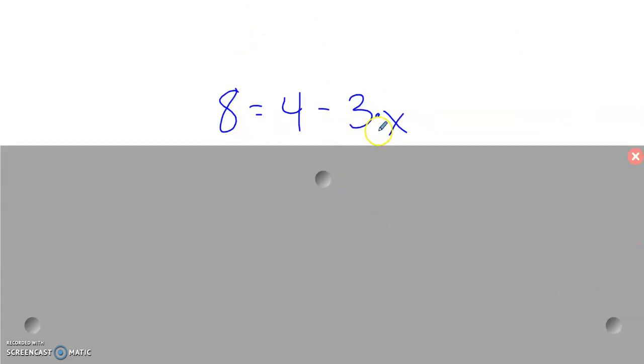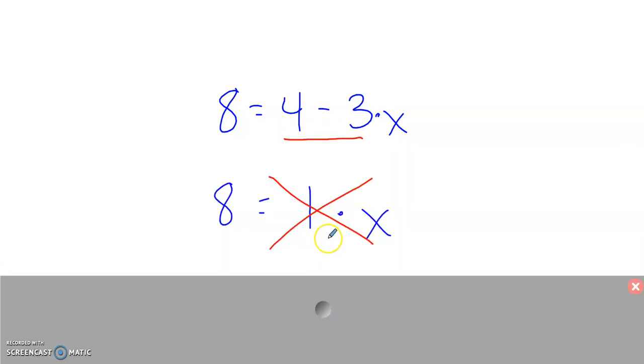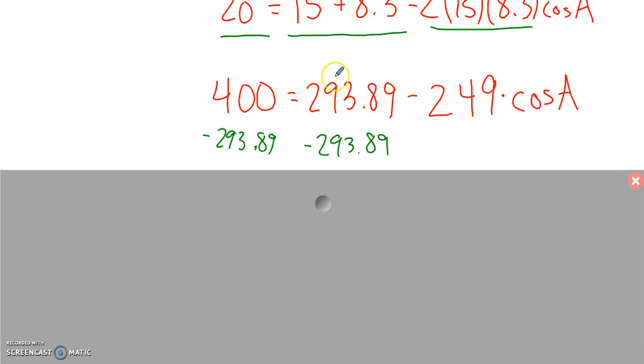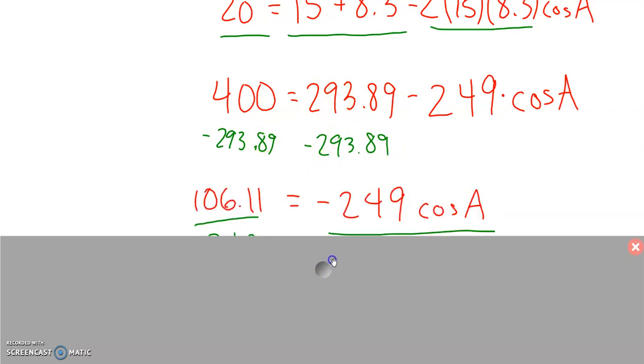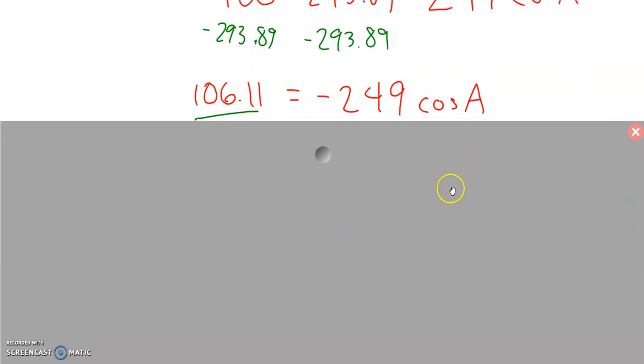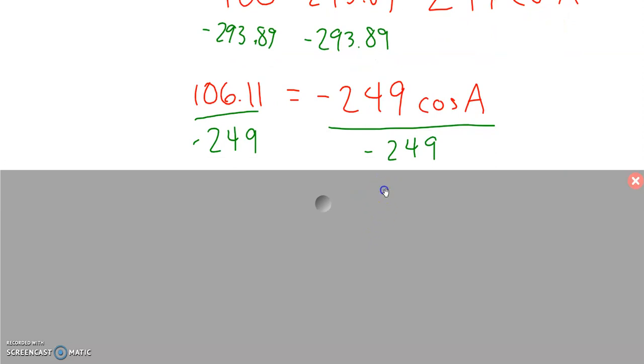For example, if I gave you this and said, solve this equation, would you do 4 minus 3 next and get 1x? Well, I sure hope not, because these are not like terms since we've got multiplication here. That's the same idea in this step. These are not like terms because I've got multiplication here. So what I need to do is get this term over to the other side by subtracting it from each side.